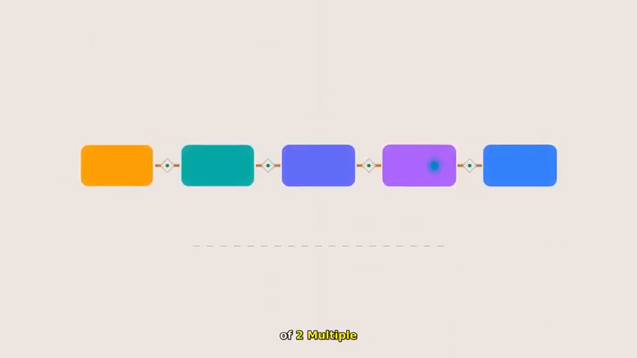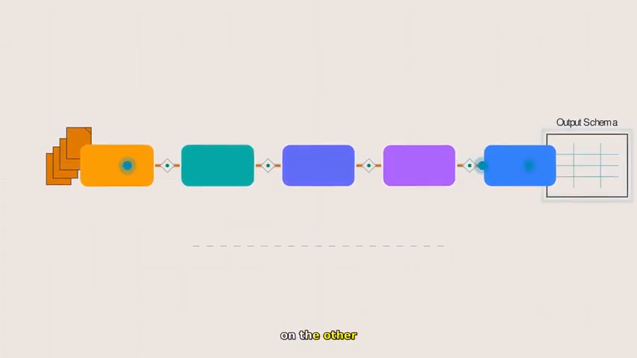5 stages instead of 2. Multiple document inputs. A strict output format on the other end. Suddenly, things get complicated fast. Why does scaling a chain feel so different from building one?